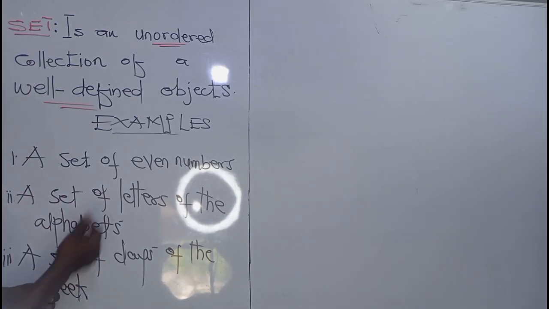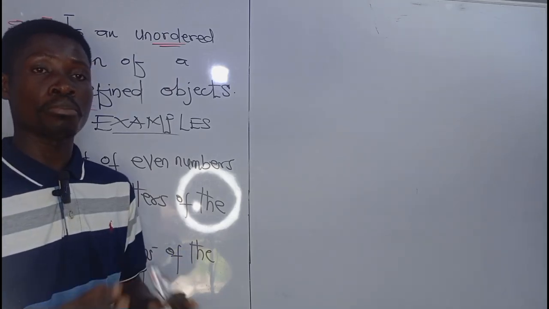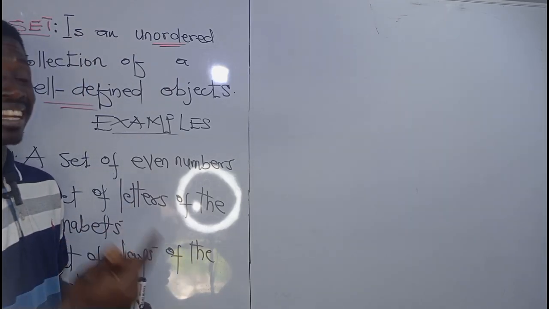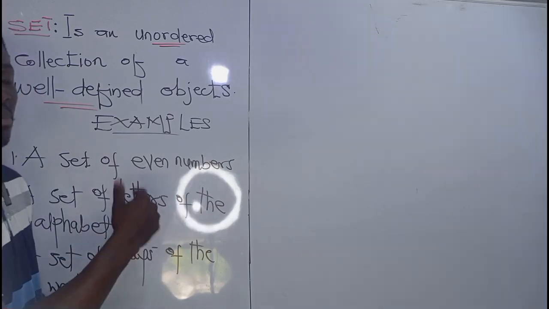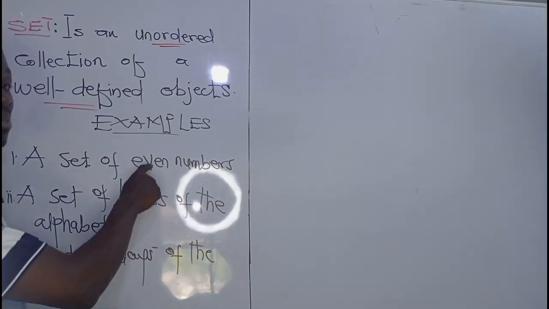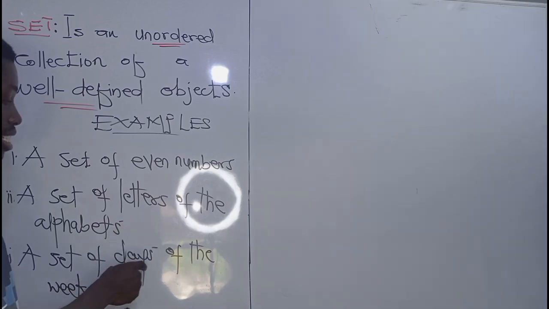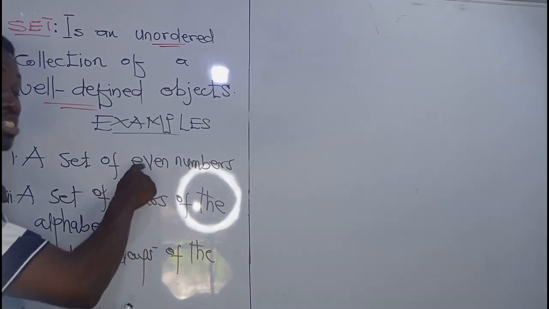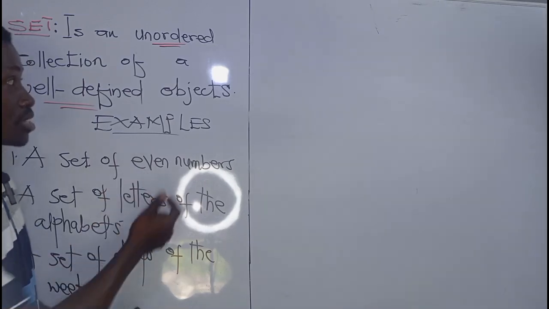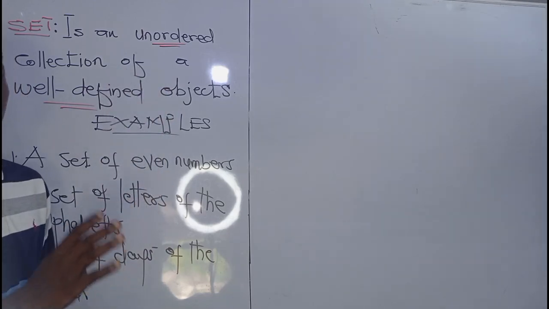So these are very few examples of sets. We can talk of a set of even numbers, a set of letters of the alphabet, a set of days of the week. You can also talk of a set of what? Months of the year. And when you are listing these elements, I believe you are not going to add letters to numbers or numbers to letters, days to letters, and then days to numbers, based on these definitions that we have given.